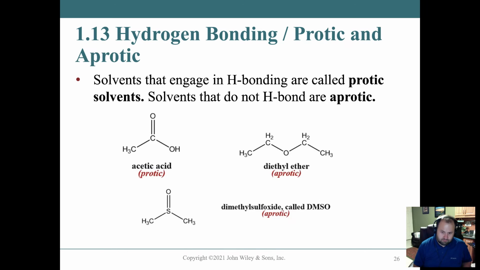Whereas acetic acid is protic because it has this OH. Now, dimethyl sulfoxide, it has no hydrogen attached to this oxygen. It has hydrogens, but they're connected to carbon. So the hydrogens are not able to do hydrogen bonding, therefore it is an aprotic solvent.